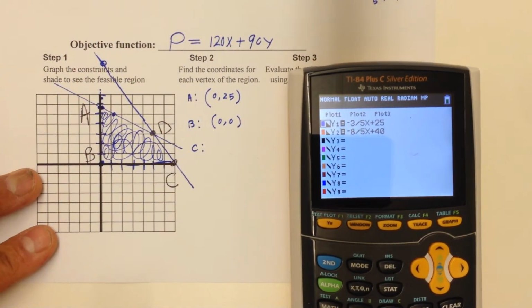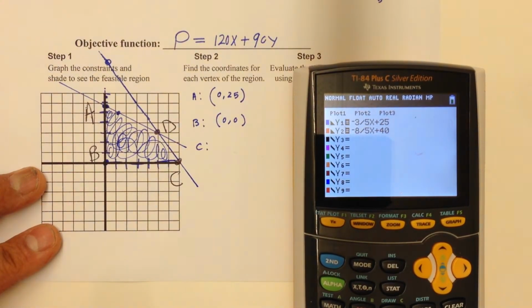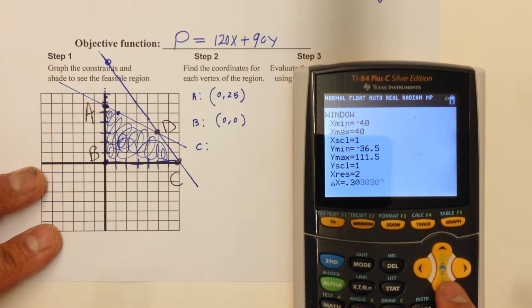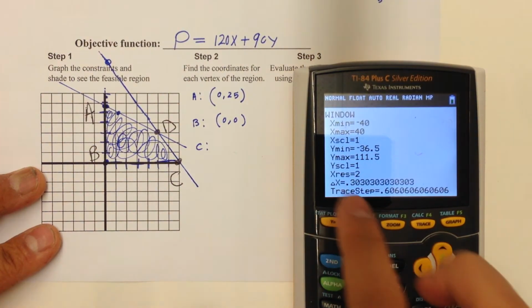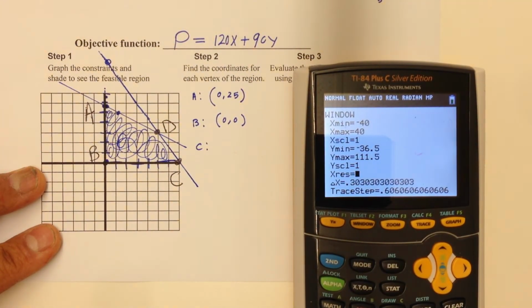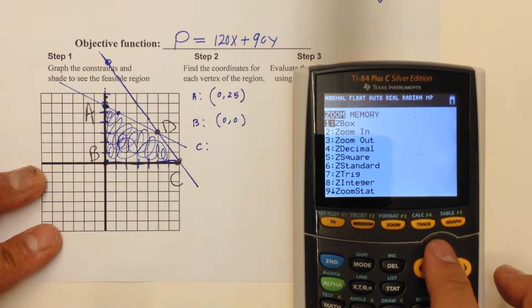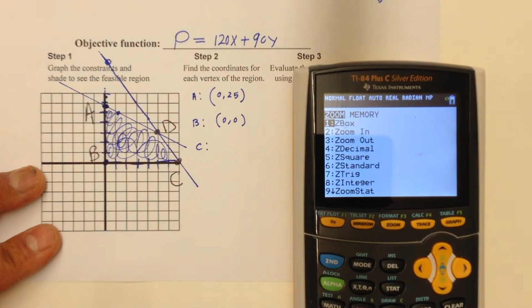Now, if you want to make your calculator go a little bit faster, you can reset your X resolution. So press window, and then toggle all the way down until you see X res, and change that from a 1 to a 2. The bigger the number, the faster the processing speed. I use a 2 because I want it to graph in a timely manner. And once you've done that, go ahead and hit zoom 0. Zoom 0. That's right, zoom 0.